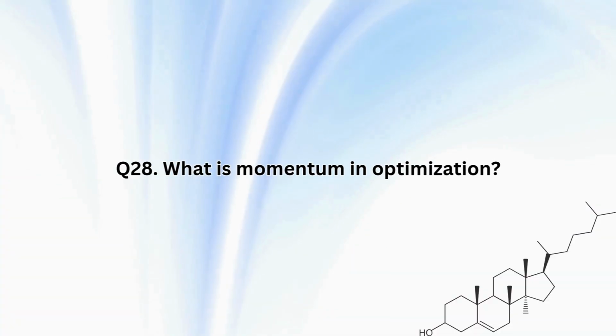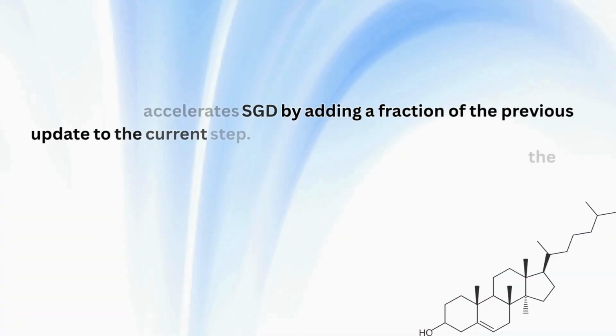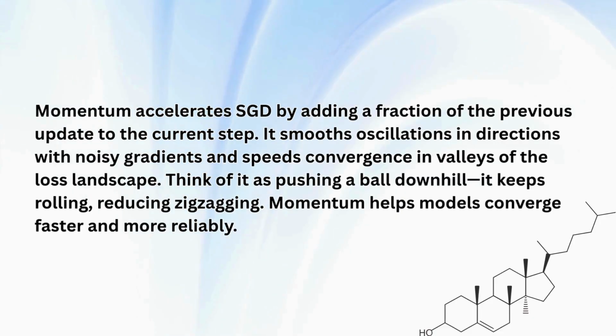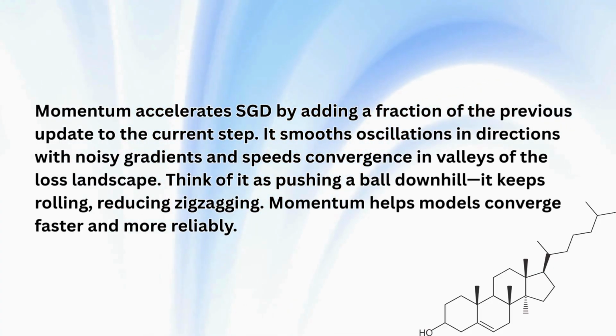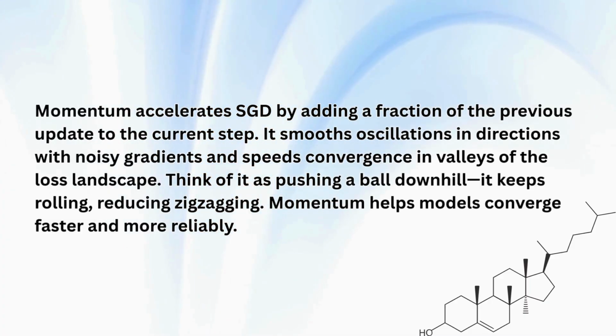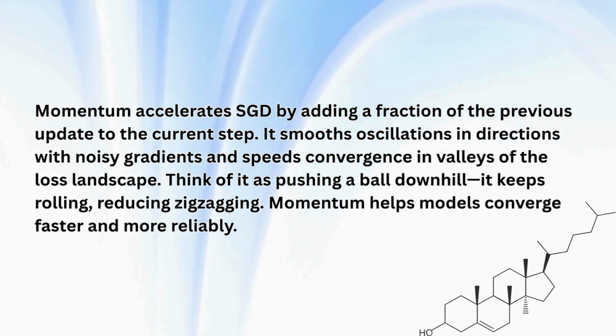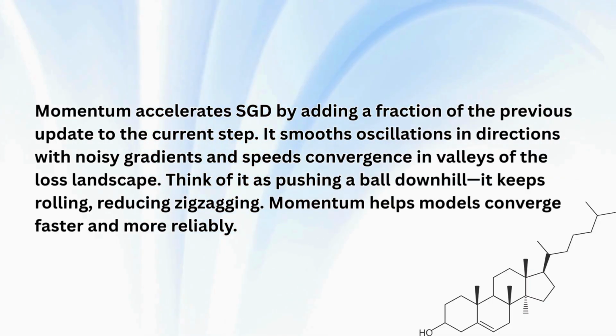What is momentum in optimization? Momentum accelerates SGD by adding a fraction of the previous update to the current step. It smooths oscillations in directions with noisy gradients and speeds convergence in valleys of the loss landscape. Think of it as pushing a ball downhill. It keeps rolling, reducing zigzagging. Momentum helps models converge faster and more reliably.